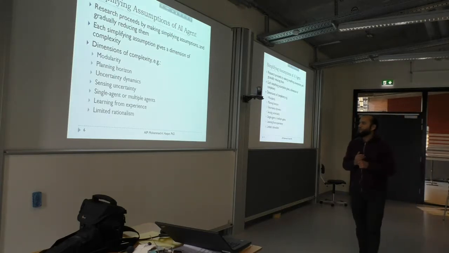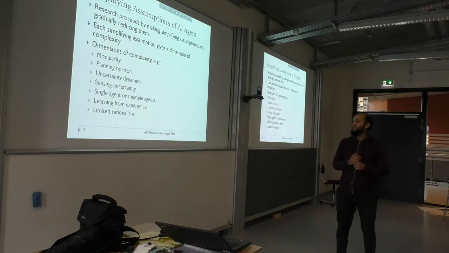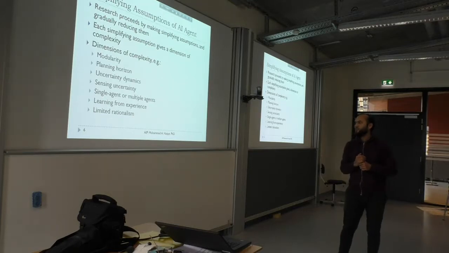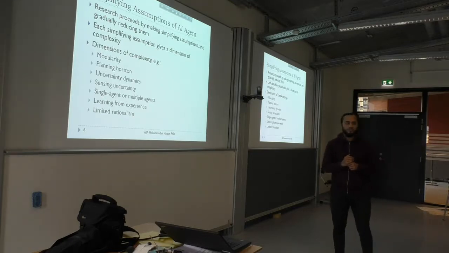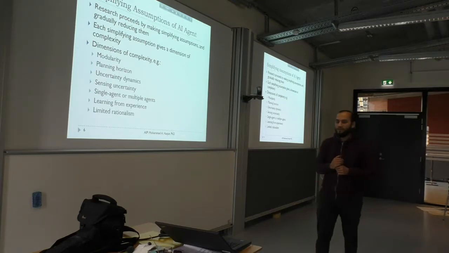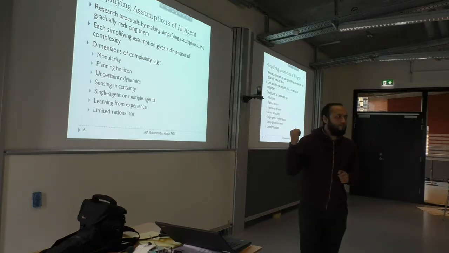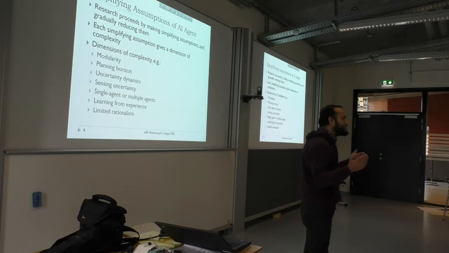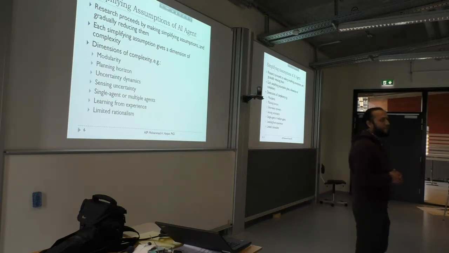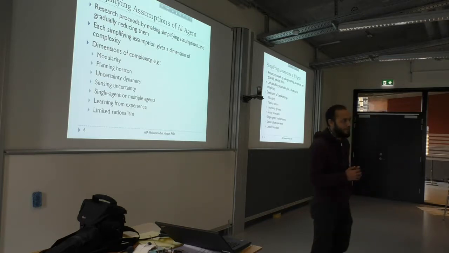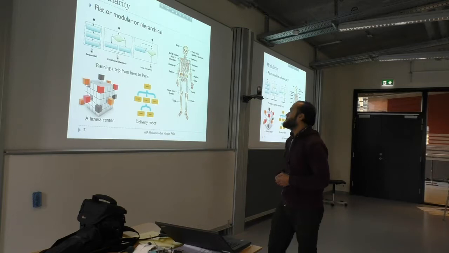Modularity, planning horizon, uncertainty dynamics, sensing uncertainty, single and multiple agents, learning from experience, and limited rationalism. Actually, this is not a limited list. You can include many other things here. But I just bring here some of the important concepts so that you can keep in mind while designing the system. So first thing is modularity.